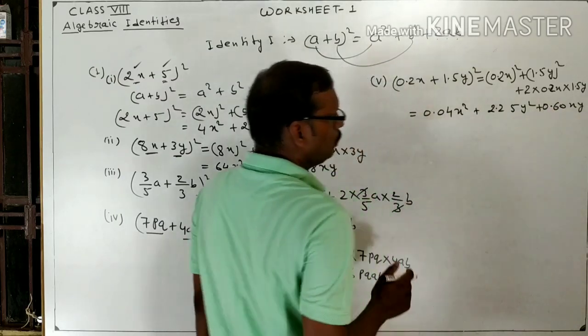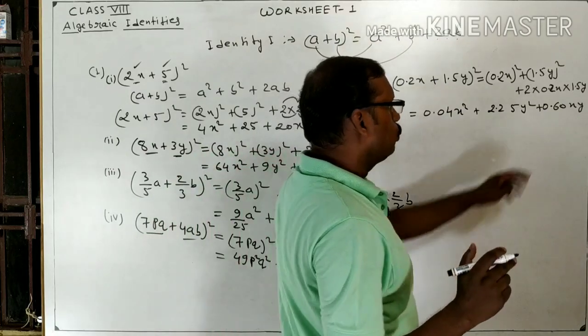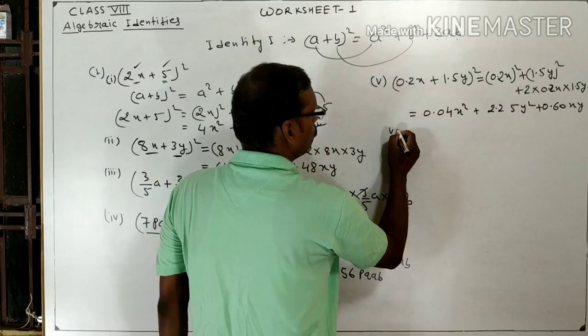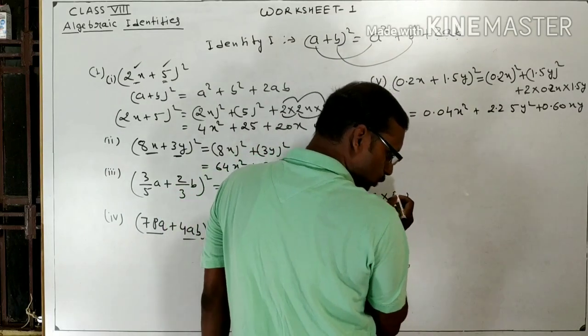So this is the required answer. You can write only 0.6. This is the last question of question number 1. Question 6.